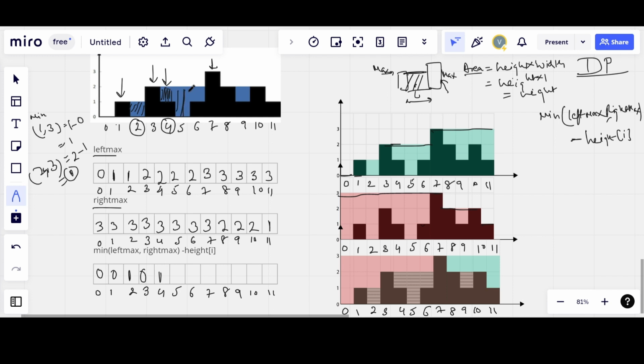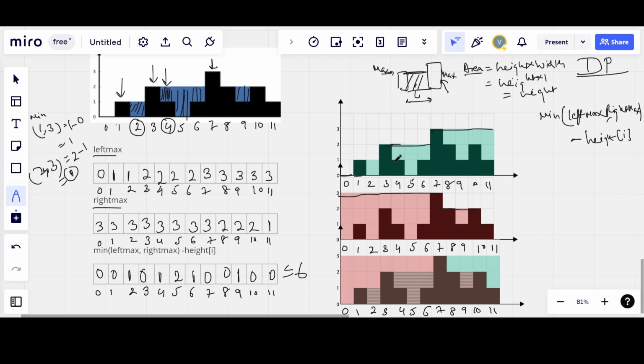Here 2 units of water will be stored, so it will be 2, right? For index 6 it will be 1, so 1 unit of water. For 7 it will be 0, 8 it will be 0, for the 9 it will be 1 unit of water. For 10 it will be 0 unit of water, and for 11 it will be 0 unit of water, and total it will be 6, right? So this is what we have represented in the third graph.